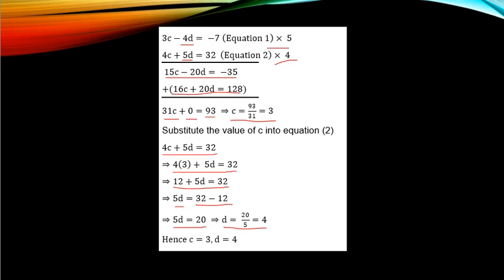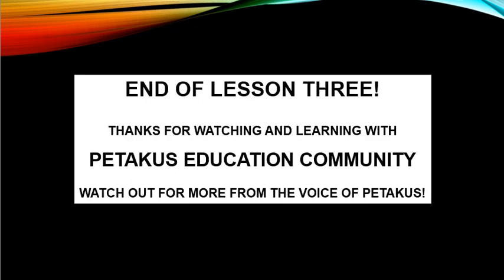When you run a check now, you find out that you have minus 7 and 32 on the right hand side for both equations. All right.